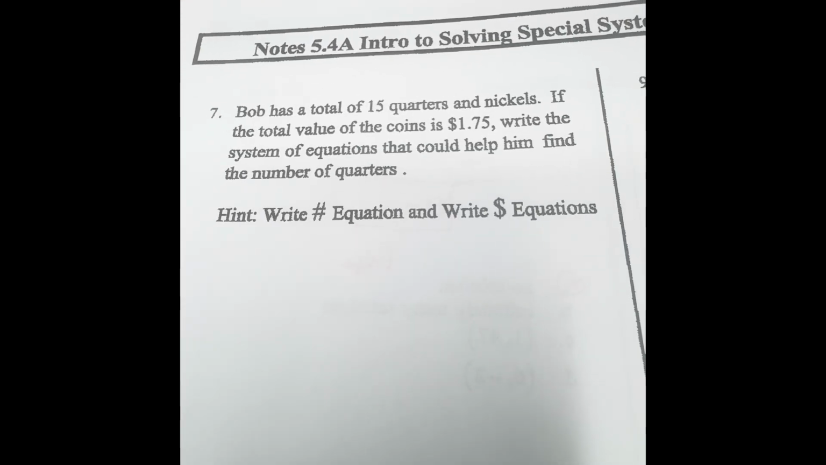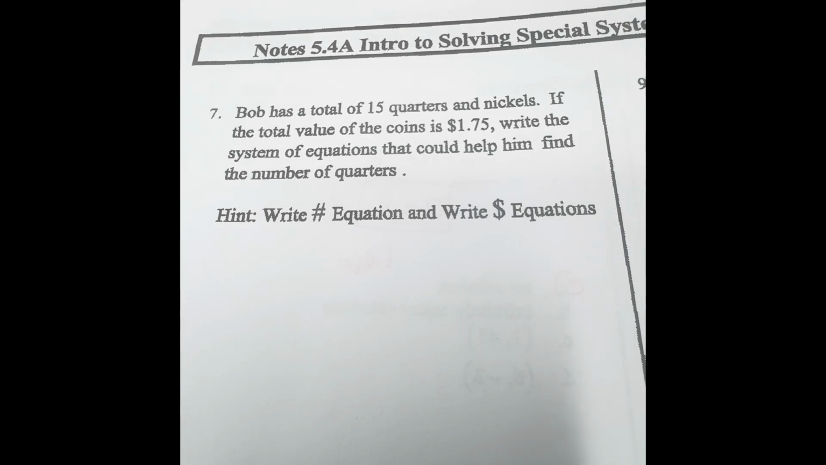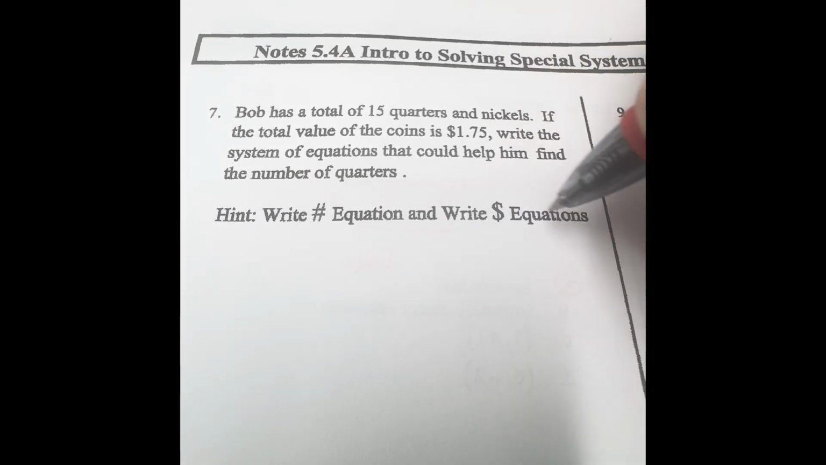Number 7 tells us that Bob has a total of 15 quarters and nickels. If the total value of the coins is $1.75, write the system of equations that could help find the number of quarters. And it says write the number of coins for an equation, and then write the number of dollars for the equation. So there's going to be 2 equations.